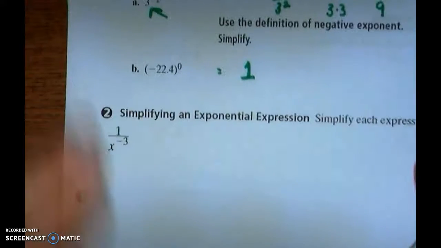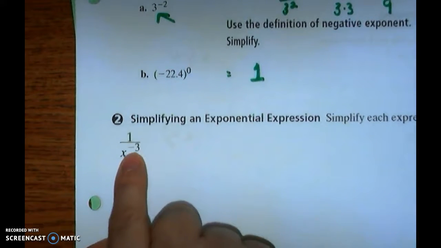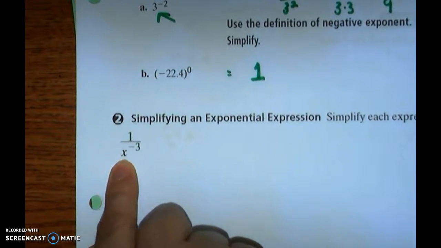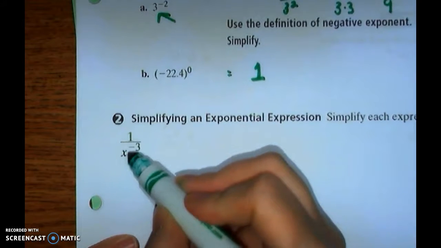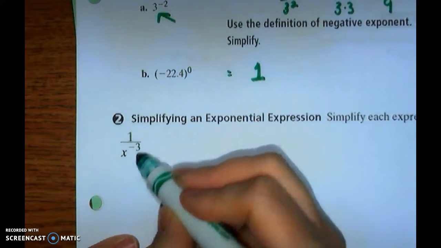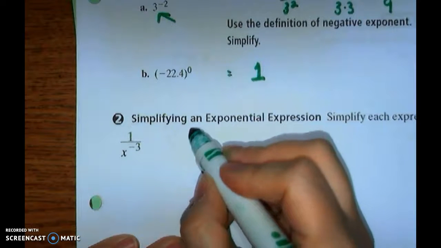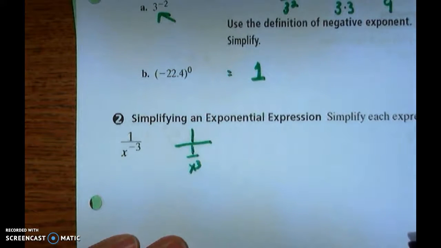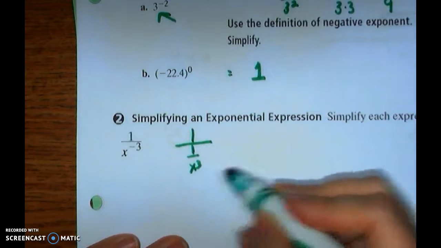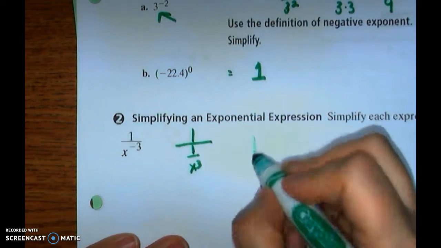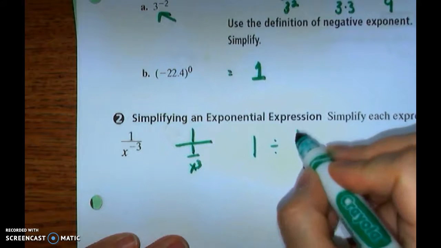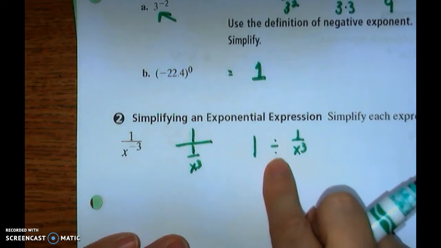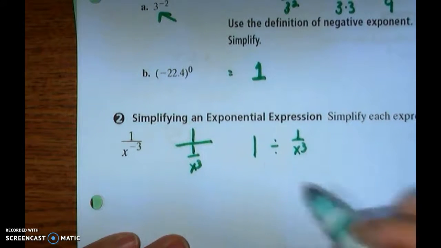If we have an exponential function, notice how we have the negative exponent in the denominator. Remember, x to the negative 3 is the reciprocal, 1 over x to the 3rd. So now we have this big, ugly fraction here. Think about what it means. This is just a big division problem: 1 divided by the fraction 1 over x to the 3rd. How do I work with fractions in division? I take the reciprocal and multiply.